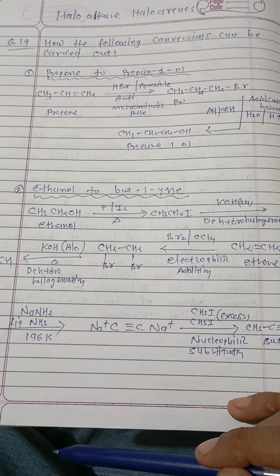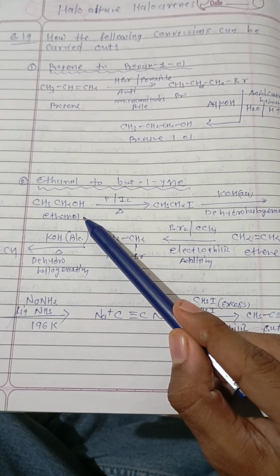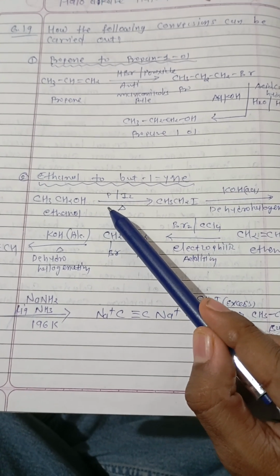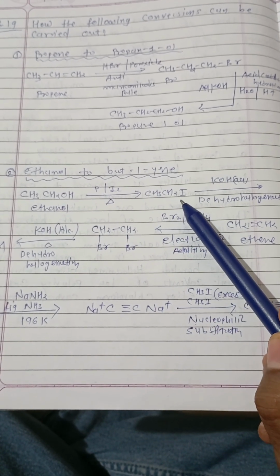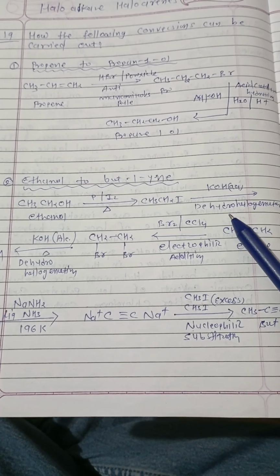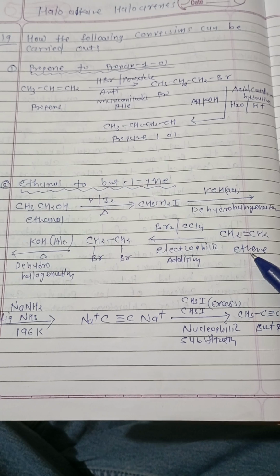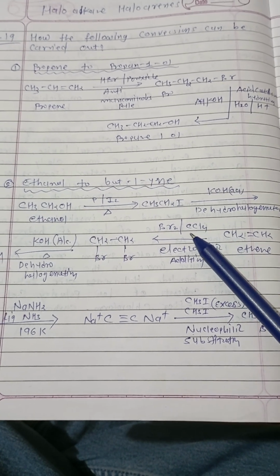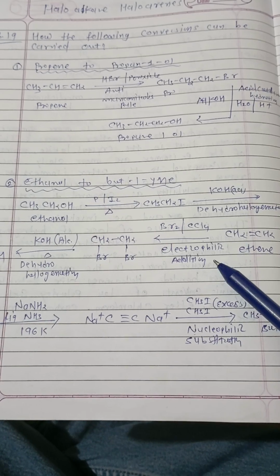Next one is ethanol to but-1-yne. Here we have ethanol in the presence of phosphorus and iodine. First we convert it into iodoethane. In the presence of potassium hydroxide, a dehydrohalogenation reaction happens and will form a compound called ethene. Then bromination in the presence of carbon tetrachloride, an electrophilic addition, happens.